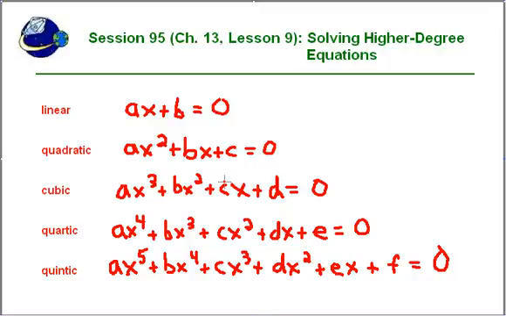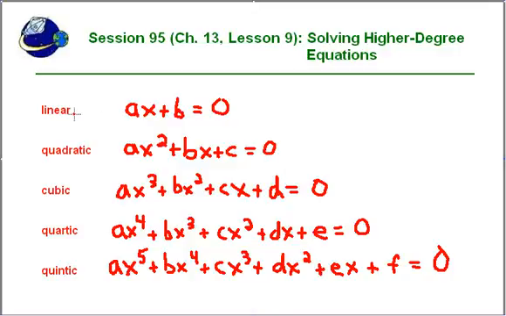Here in session 95, solving higher degree equations is what we're going to be taking a look at. As a review, we listed this a little bit earlier on, but we have several different types of polynomial equations. We have what's called a linear equation, and that would be in the standard form of ax plus b equals 0. And even though we don't write it, this is x to the first. Our quadratic equation is in the form of ax squared plus bx plus c equals 0.